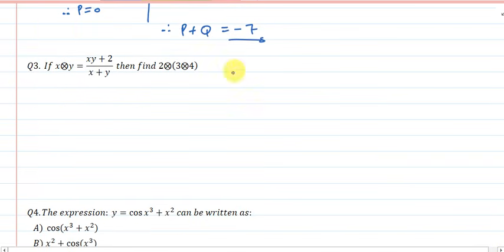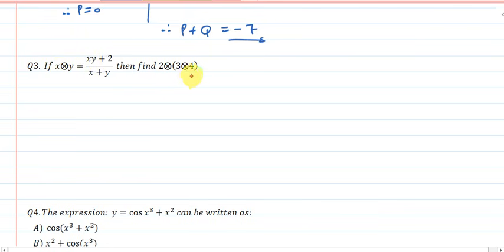This is a nice question on operations, right? Algebraic operation. So what you have over here is basically an operator. Let me just take out this operation. This star, the circle with the times, is just an operator. So what is this operator doing? This operator is saying x star y is xy plus 2, x times y plus 2 divided by x plus y.